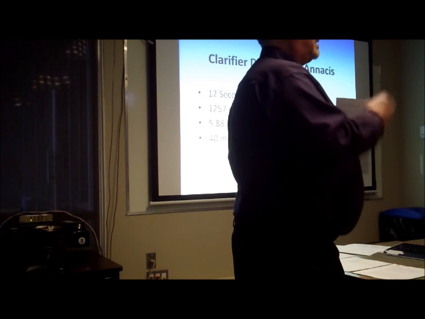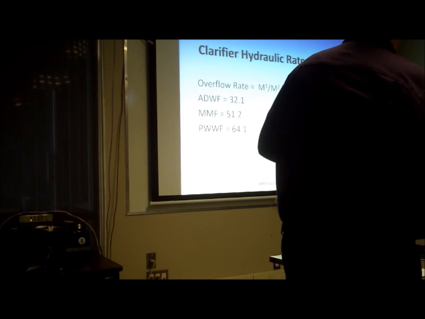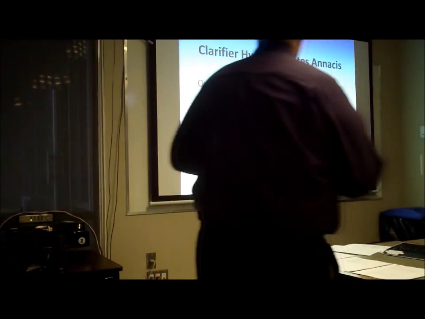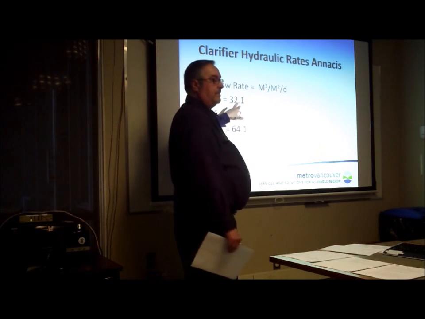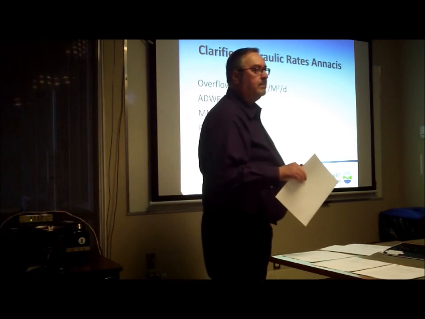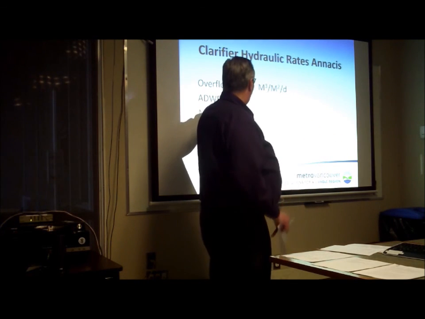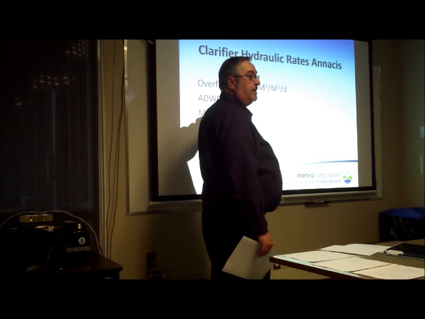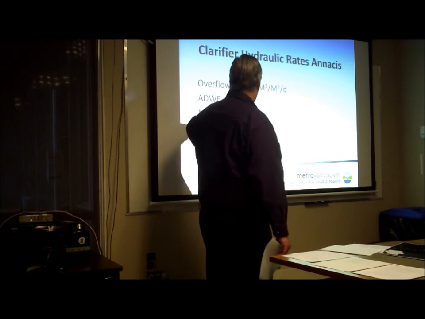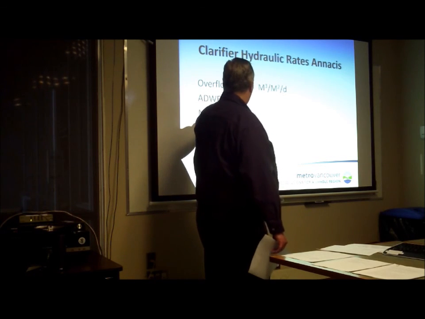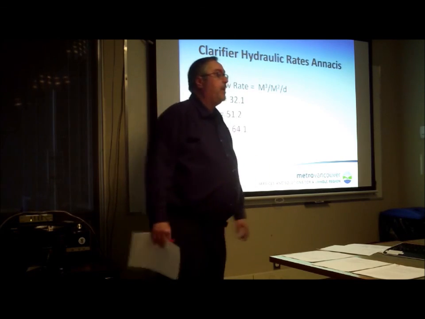So these clarifiers are slightly deeper than Lulu. And the hydraulic loading rates for Anasis are slightly higher. What was it, 29.1 for Lulu? And I would assume that the reason that it has a higher capacity is because it has that extra depth. Anasis is maximum monthly flow, 51.2, and the peak wet weather flow, 64.1.